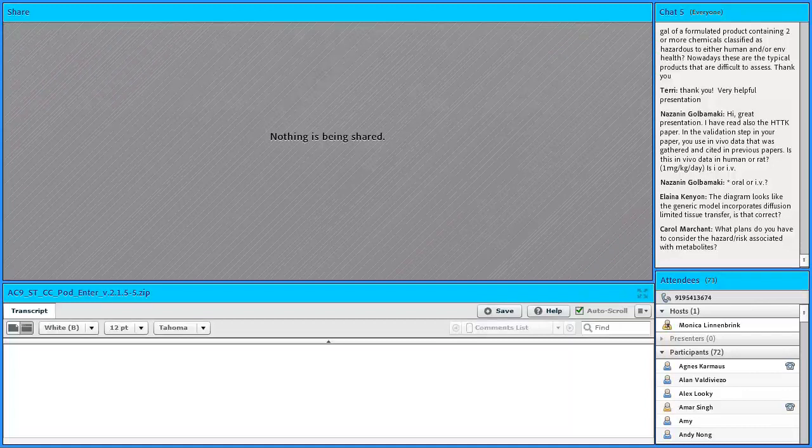Okay, cool. And from Carol, she wants to know, what plans do you have to consider the hazard and risk associated with metabolites? So first off, there are a small subset of metabolites that you can procure as standards and are actually part of the ToxCast library. And so we do have a project in mind for that small subset to actually do a parent metabolite model, and that'll be great for that half dozen chemicals where we can do that. That's not going to help us in most cases.